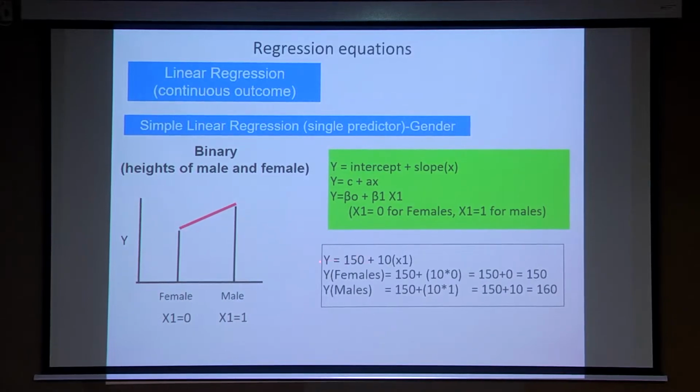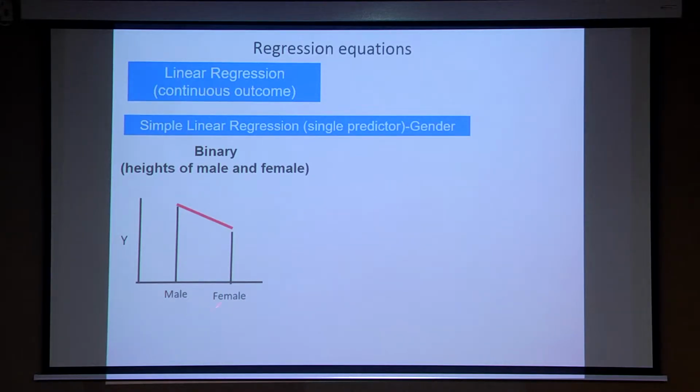So look here, this is the regression equation: y is equal to 150 plus 10 into x1. For females, x1 is 0, so you get just 150. The intercept behaves as the reference group. For males, 150 plus slope 10 into 1, so they get 160. So very simple. Regression is not a big thing to understand.